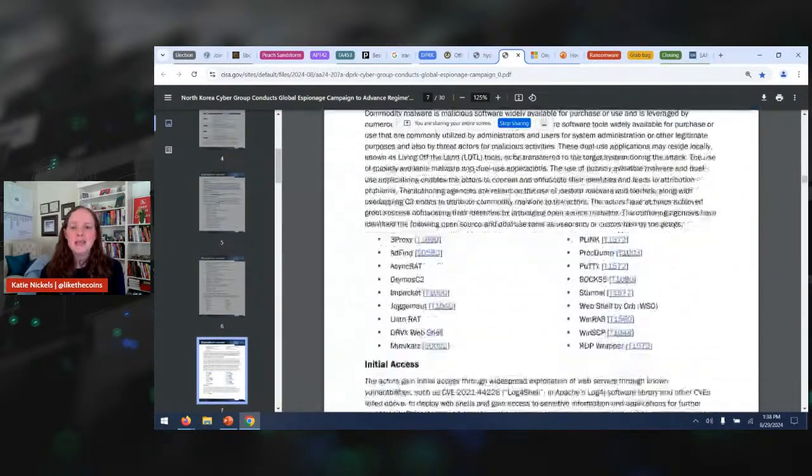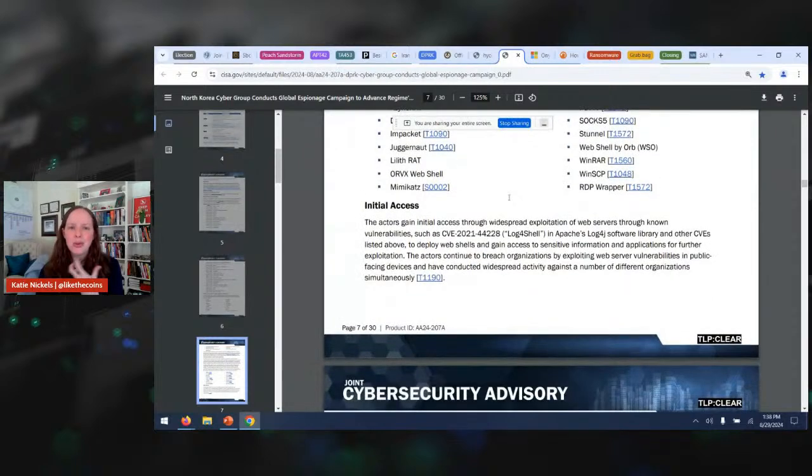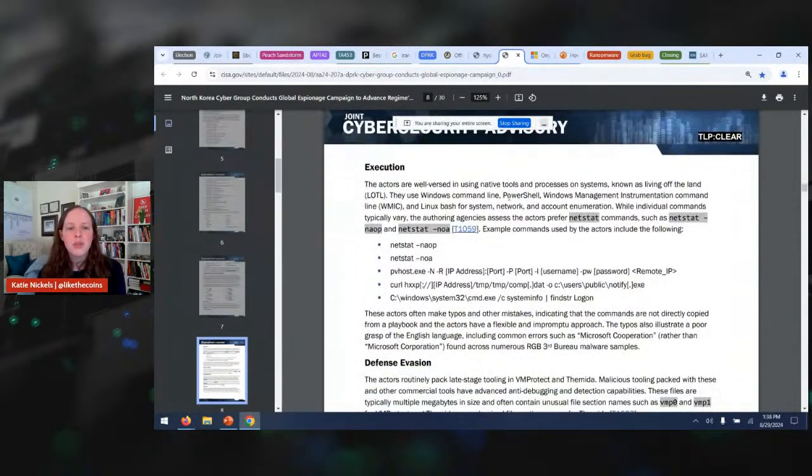So lots of details here, more than we have time to get into. But if you care about North Korean activity, Onyx Sleet, one of the group names here, check out this report. A lot of great examples.